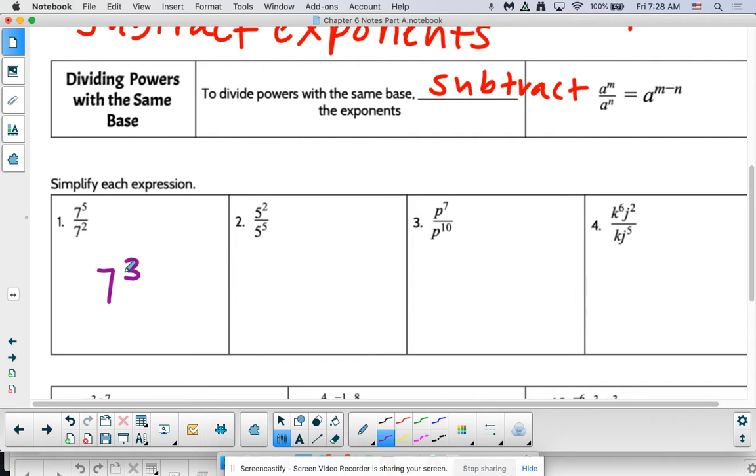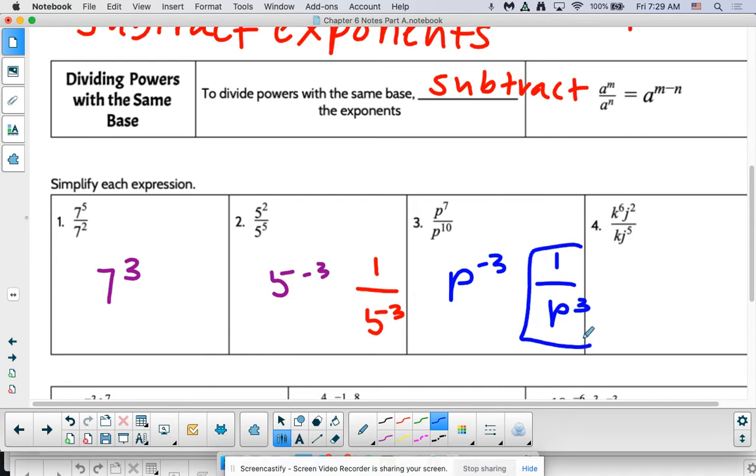Same thing here, we have the same base, 5 squared over 5 to the 5th. So I'm going to have 5. 2 minus 5 is negative 3. Do we want a negative exponent? Nope. So we rewrite it as 1 over 5 cubed. All right, let's try some p's here. Same base, so I have p. 7 minus 10 is negative 3. We know we don't like negative exponents, so I'm going to put it under 1. 1 over p cubed.